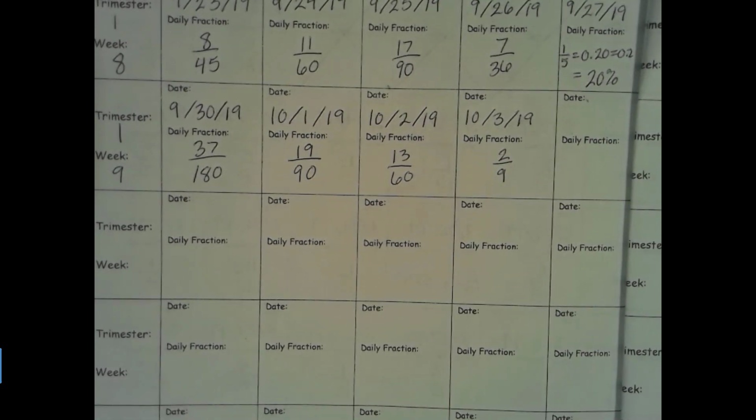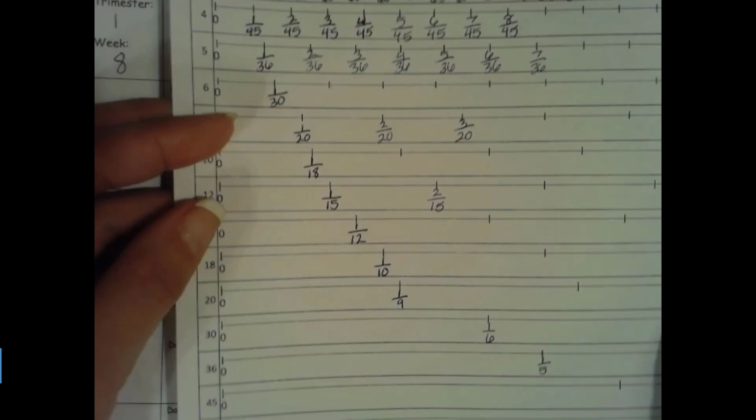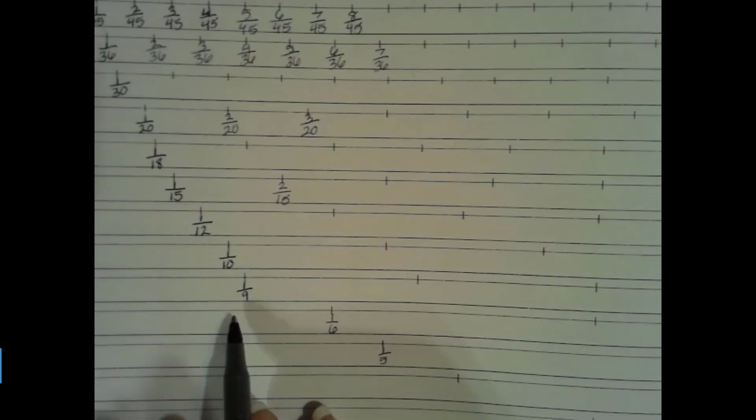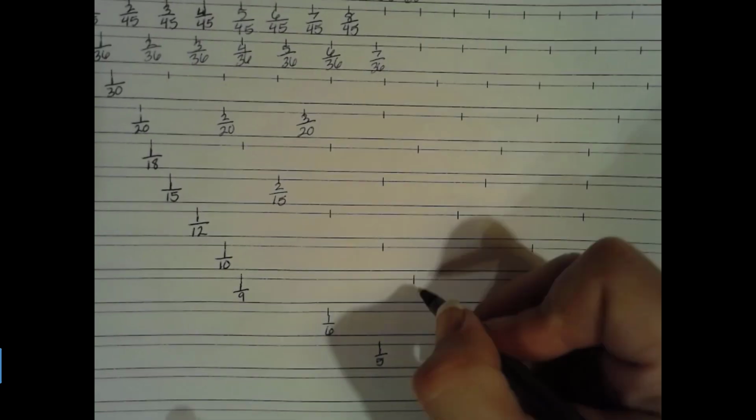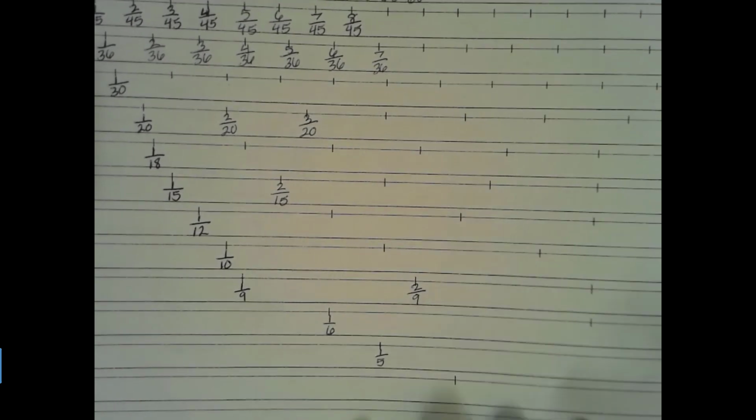Okay, let's go ahead and get out our number line. We did groups of 20. So we have 1/9, and then here is 2/9. 2 sections out of 9 completed.